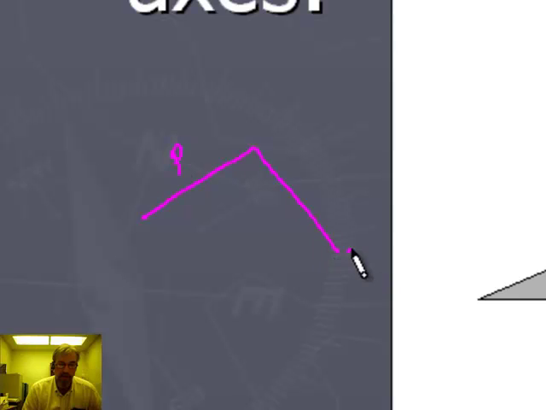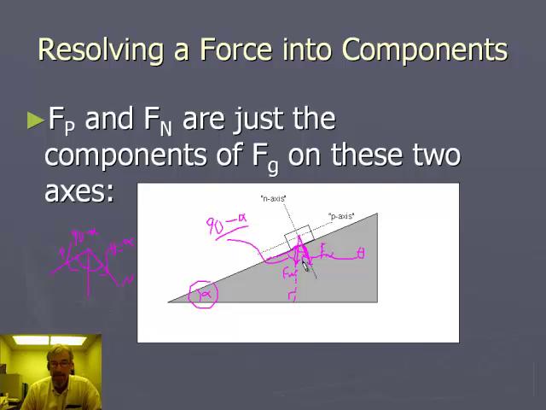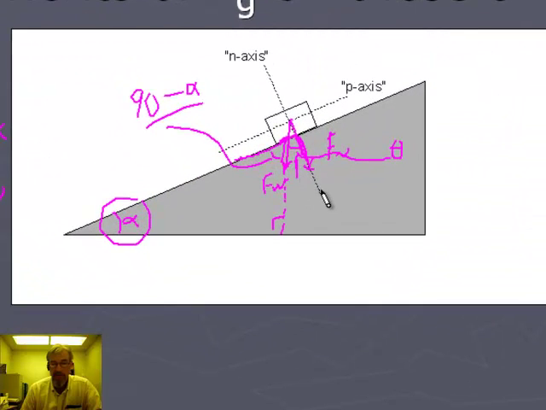Here's parallel, here's normal, here's vertical. That angle is 90 minus alpha. That angle, which we're calling theta, well, it's 90 degrees all the way across here. 90 minus alpha is just alpha. So that means theta really is alpha. So the angle of the ramp is that angle in there.